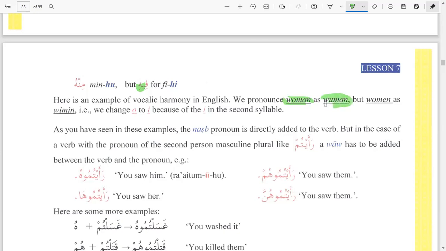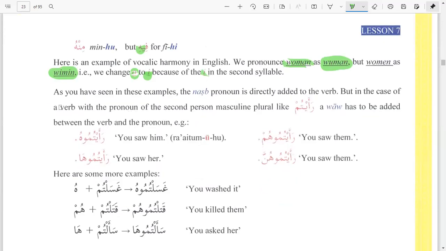We pronounce it woman. But woman as woman. This is we pronounce woman. We change O to I. So what we did, we changed O in woman into I because of the I in the second syllable. So it will become women. We read it women. This is plural of woman, but we read it women. Same pattern we use with minhu and fihi. Just to make it easy, we give their kasra.